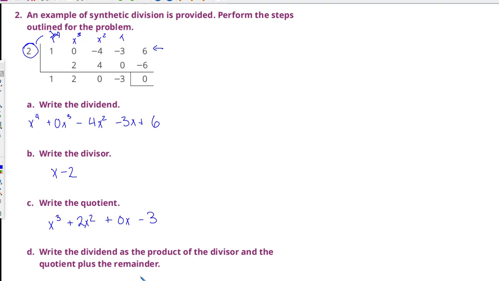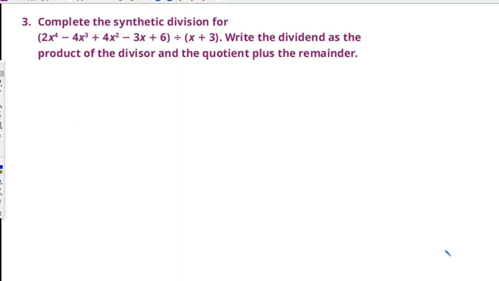And so the last step it asks us to do is write it as a product. And I don't really need to write these zeros when I'm writing it. So x minus 2 times x cubed plus 2x minus 3 is equal to x to the fourth minus 4x squared minus 3x plus 6. So now I want you to try to complete the synthetic division for this problem.